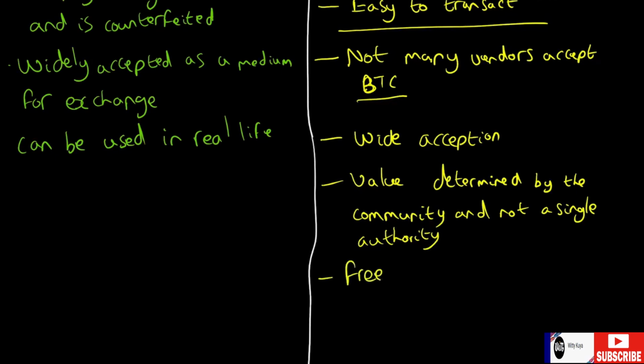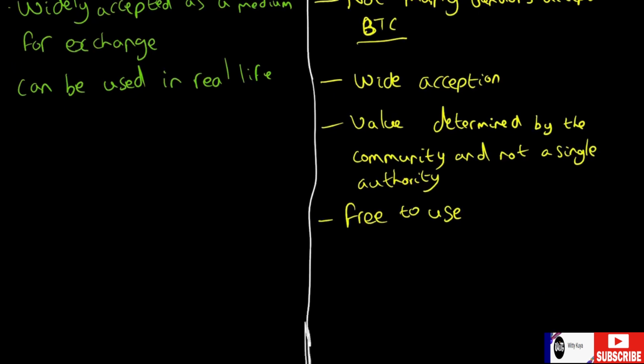Free to use, so you don't have intermediaries like Visa and MasterCard. With the other currencies, you generally, for the vast majority of transactions, need some sort of intermediary which takes transaction fees. With Bitcoin, you can eliminate that.